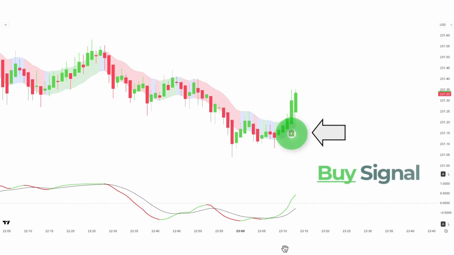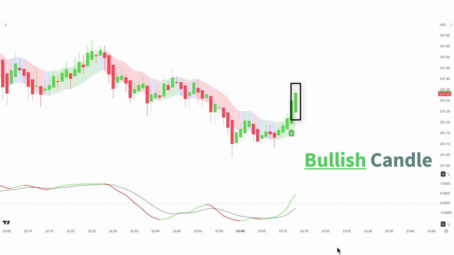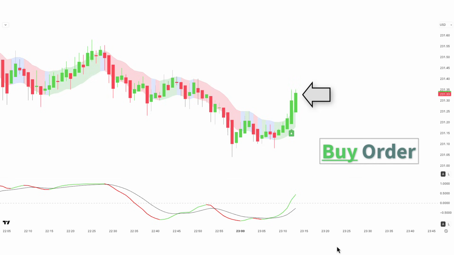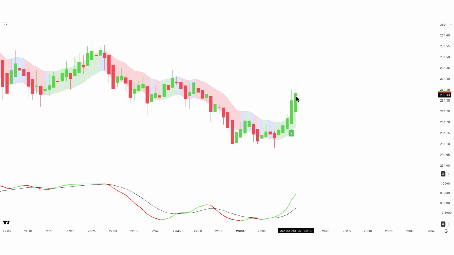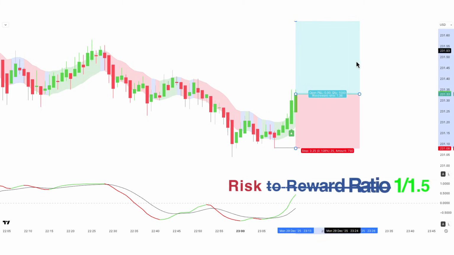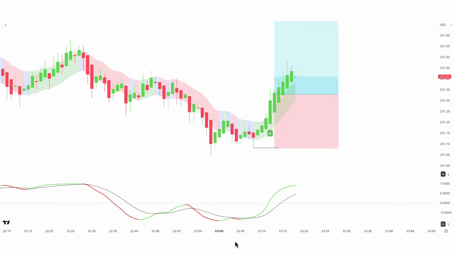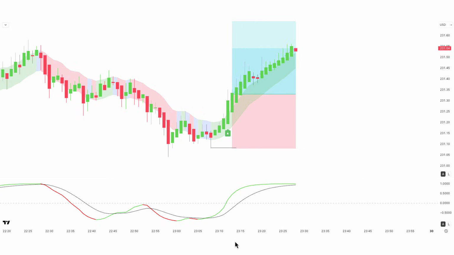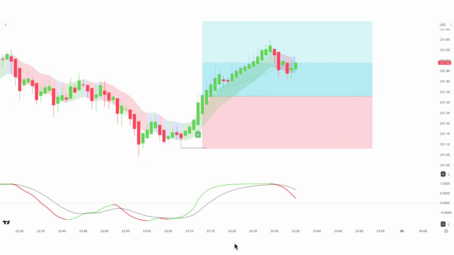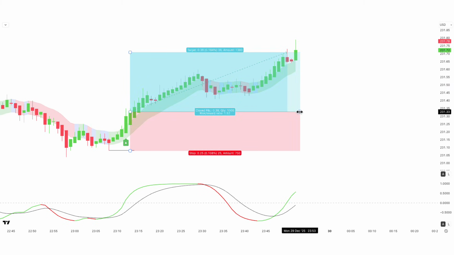When the Adaptive Momentum Classifier arrow of this indicator is a buy signal, the Normalized Smoothed indicator should be a green line, and the market forms a bullish candle. If this condition is fulfilled, then we will place a buy order. Our stop loss is to be placed at the previous low of the market, and the risk-to-reward ratio will be 1:1.5. The market has completely hit the target.